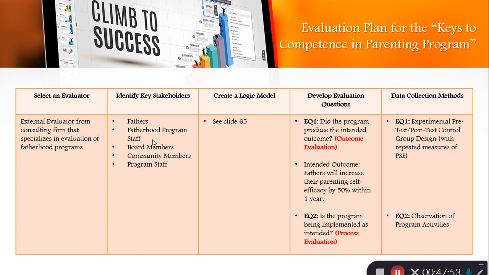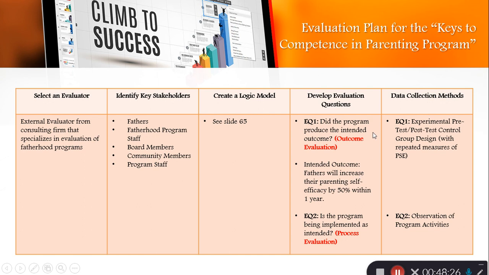And then I will walk you through here momentarily a logic model that I've created for the Keys to Competence in Parenting program. But in terms of evaluation questions, the first question that I would ask here hypothetically is, did the program produce the intended outcome? Okay, so this is more of an outcome evaluation. And the intended outcome that's in our logic model that I'll show momentarily is that fathers will increase their parenting self-efficacy by 50% within 1 year.